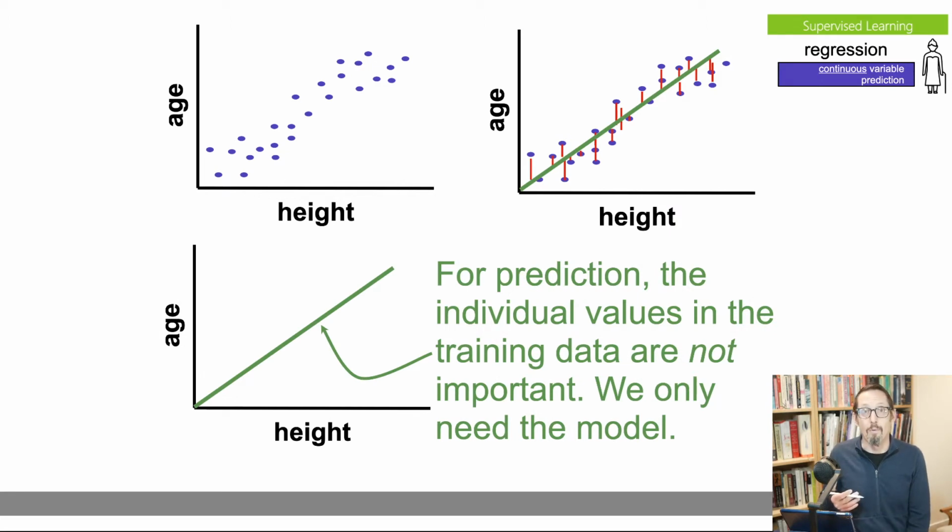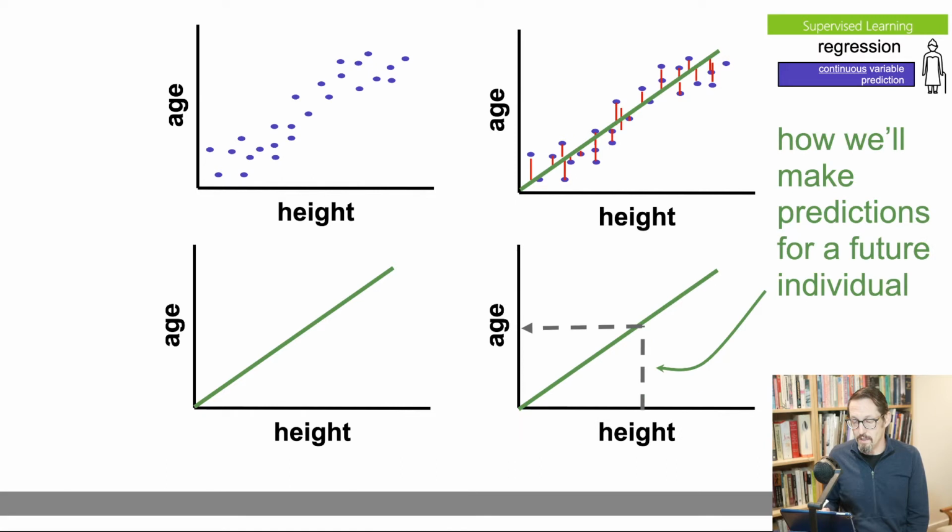Once we've done that, once we've found the one line that does the best, that minimizes all those little red errors, then that is now our prediction. So when we get new data in, so some new person comes in, new data point, they are this tall, we can jump up to the line and then jump across to the age. And that's how we're going to make a prediction.